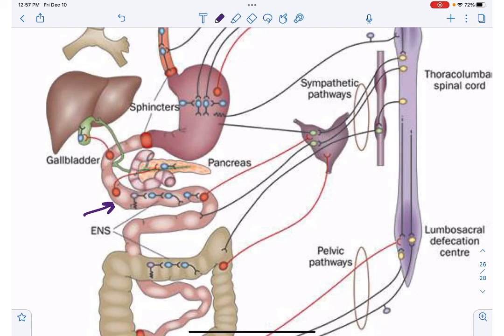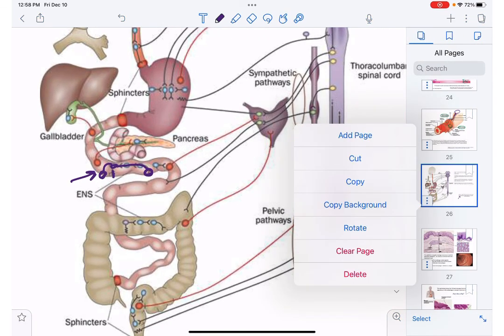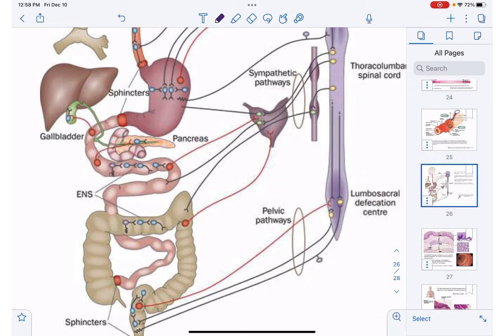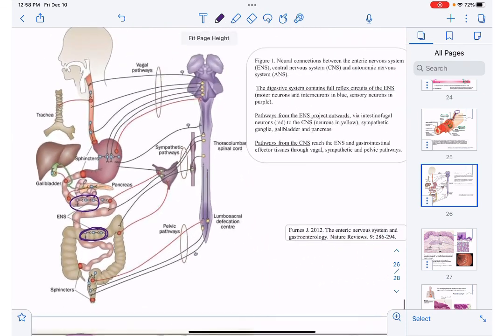So here's the small intestine. And this is showing that peristaltic reflex loop that we just talked about, where you get sensory stimulation that activates a series of neurons, and you get relaxation of the smooth muscle in front of it, and then also you're going to get contraction of the smooth muscle in back of it. That's what this is showing, that the enteric nervous system can act on its own to stimulate digestive activities.